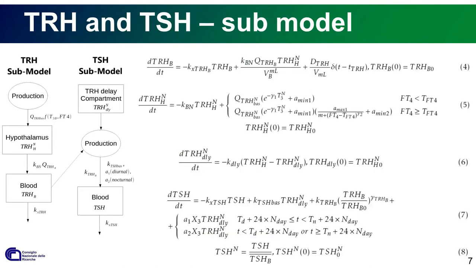In this slide, we have the TRH and TSH submodel, composed by five equations. TRHB, that is the TRH in the blood compartment, TRHHN, that is the TRH in the hypothalamus, and N stands for normalized. TRH delay N, representing the previous variable, but delayed. TSH, that is the TSH in the blood compartment, and TSHN, representing the previous variable, but normalized.